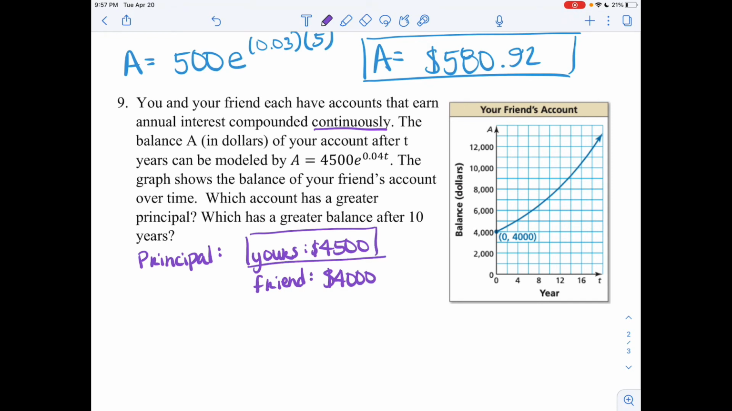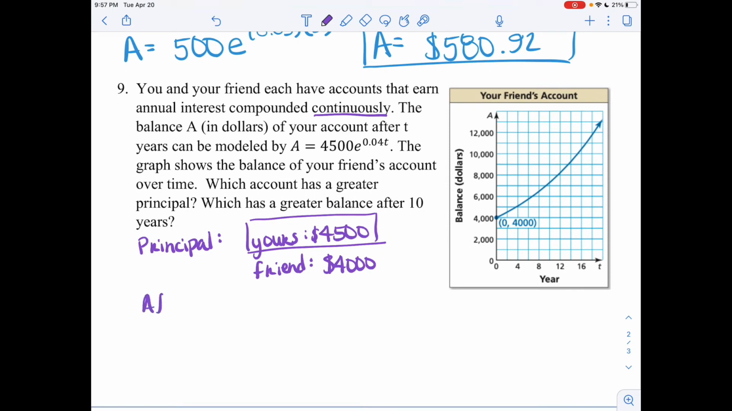Now let's look after 10 years. Again, let's talk about yours. And we can just plug into the equation with a T value of 10. So 4,500 times E raised to the 0.04 times 10 power. And this is going to be equal to $6,300 about, but we'll say 6313.21 just to get really precise.